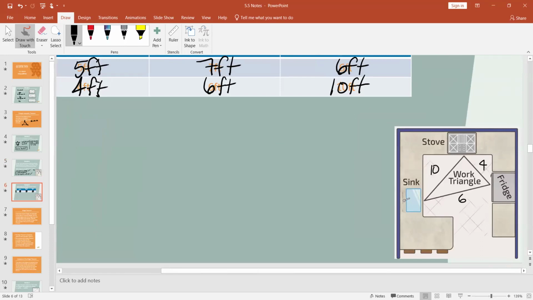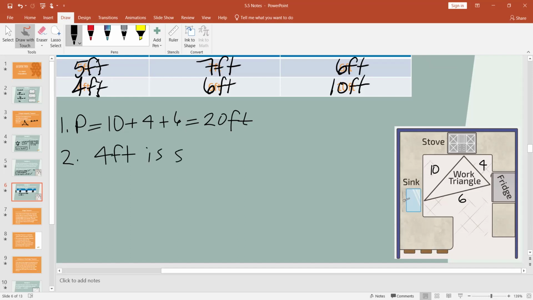So for this one, again, the perimeter is equal to 10 plus 4 plus 6, which is 20 feet. So it still fits within the workspace. That's the first requirement. Second thing we needed to check is that the stove to fridge is 4 feet, which is the shortest.